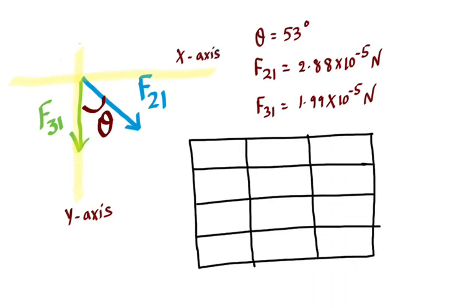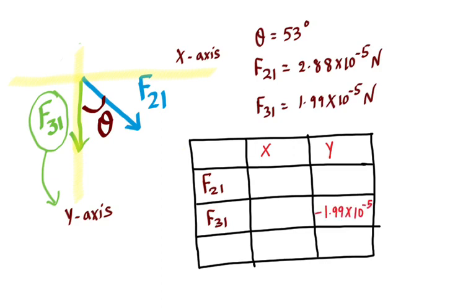So we will form a table which makes our job easier to get the x and y components of the two forces. So let's list the forces F21 and F31. Let's do F31 first, because F31 is on the y-axis. It has no x component. All of the F31 is on the y-axis.